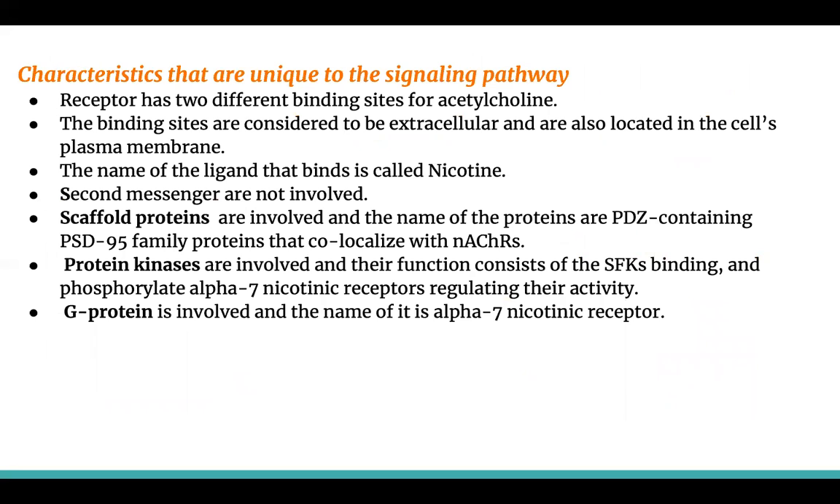Characteristics that are unique to the signaling pathway. The receptor has two different binding sites for acetylcholine. The binding sites are considered to be extracellular and also located in the cell's plasma membrane. The name of the ligand that binds is called nicotine. Second messengers are not involved in this pathway. Scaffold proteins are involved, and the name of the proteins are PDZ-containing PSD95 family proteins that co-localize with nAChRs. Protein kinases are involved, and their function consists of the SFKs binding and phosphorylating alpha-7 nicotinic receptors, regulating their activity. G protein is also involved, and the name of it is alpha-7 nicotinic receptor.